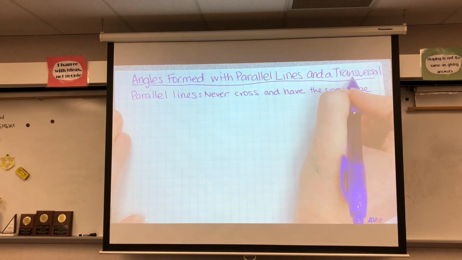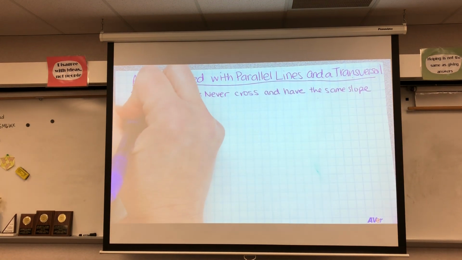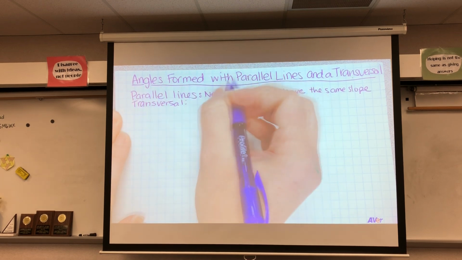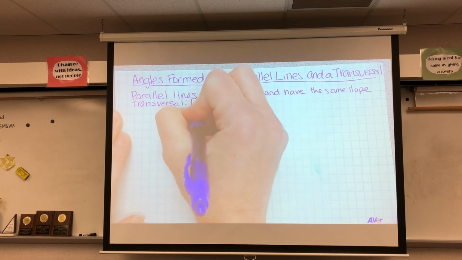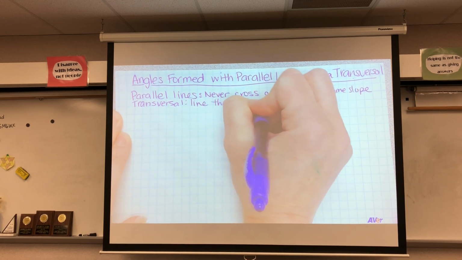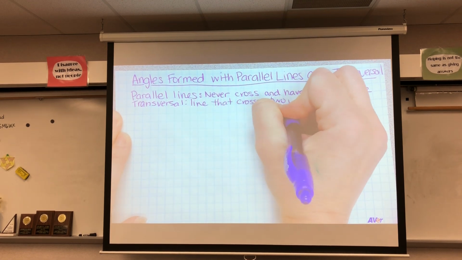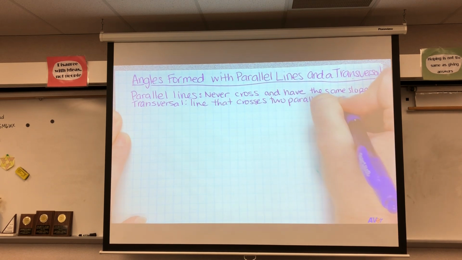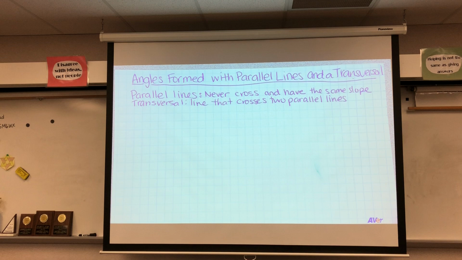Then we have something here, because that's parallel lines. So what's this transversal thing? A transversal is just silly. All it is, is a line that crosses two parallel lines. That's simple. So it just cuts through them. Think of railroad tracks and then something going across them.